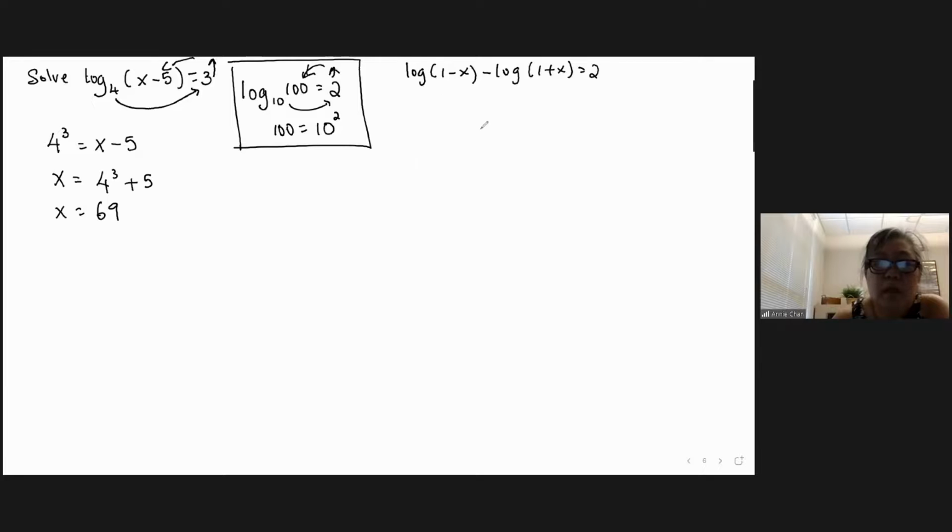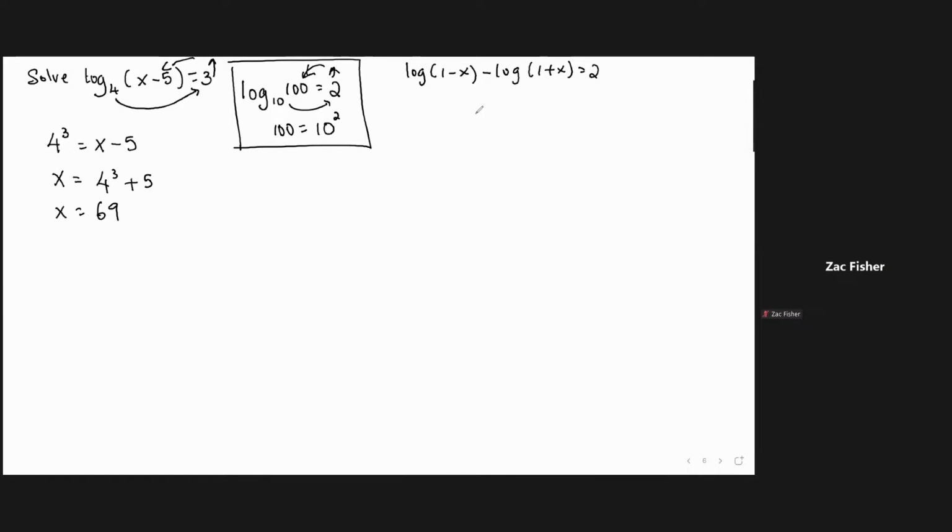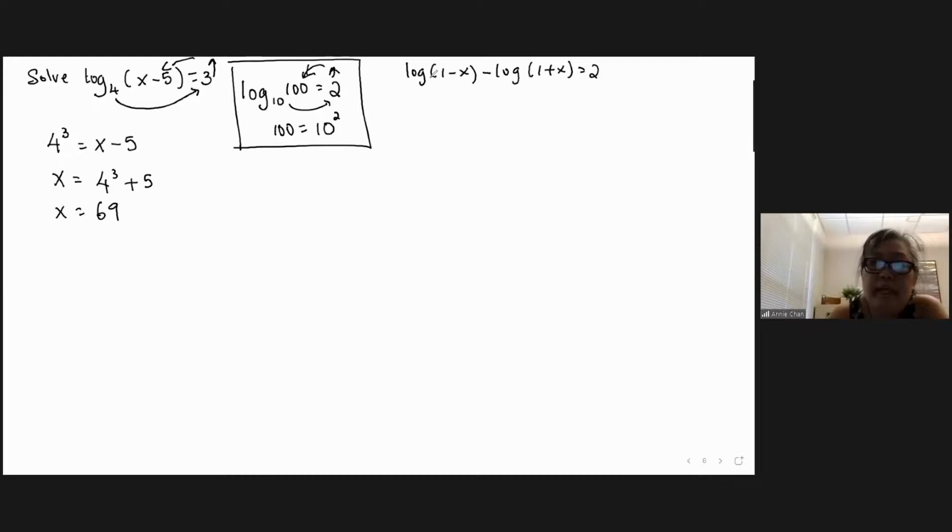Oh, I have 2 logs. How do I get rid of the log? Do you put log of base 10 on one of them and then put 2 to the 10th power? If I put log base 10 on one, what about the other one? What does it mean if I have a log and I don't have a base?